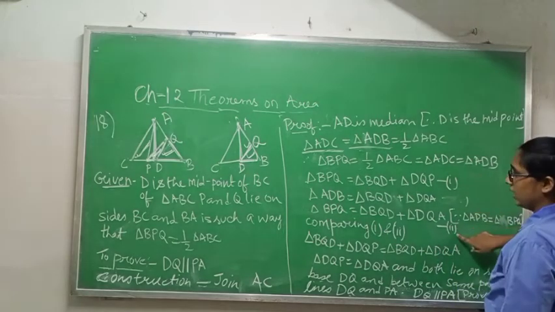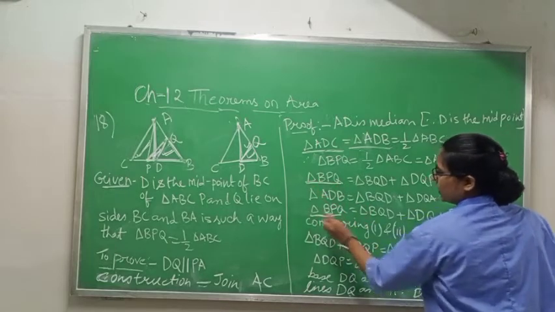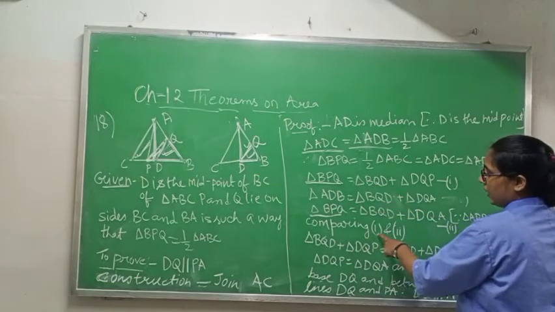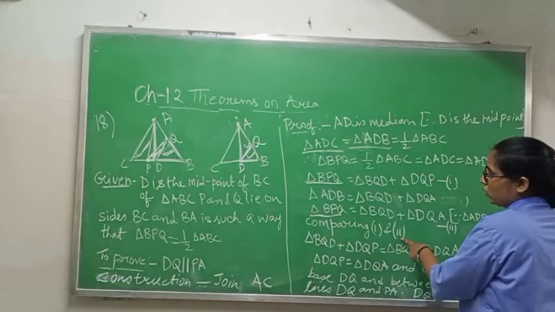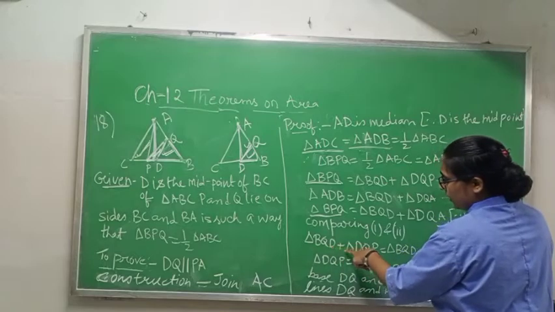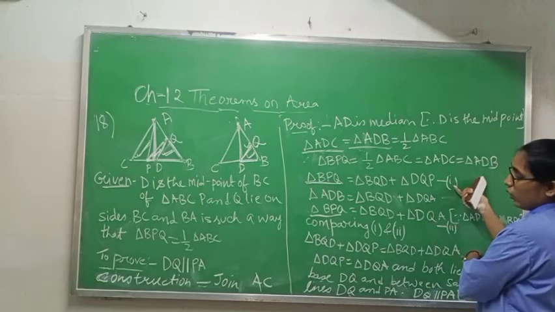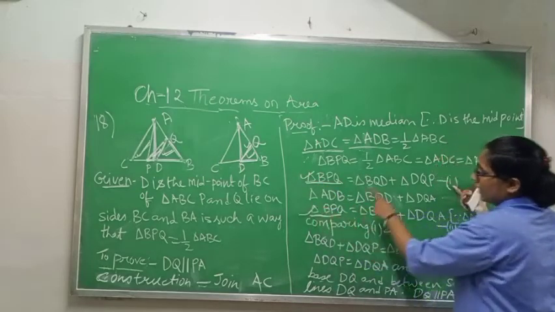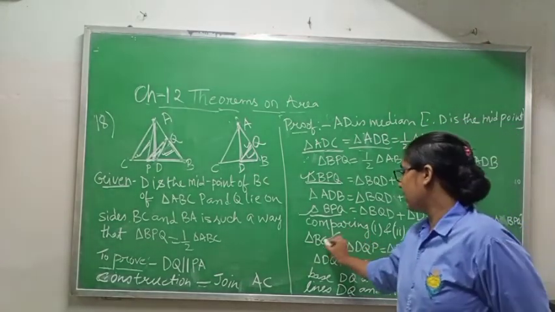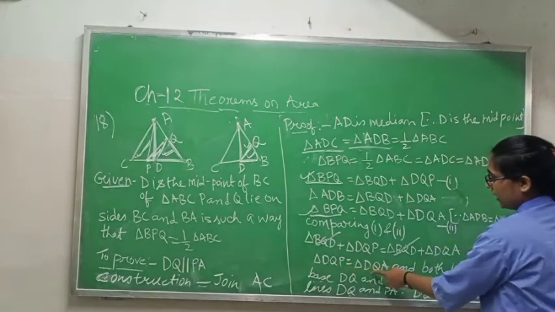Now compare equation 1 and equation 2. You can see the LHS is the same. When LHS is the same, you can say that RHS is also the same. So that is why I have written comparing 1 and 2: triangle BQD plus triangle DQP equals triangle BQD plus triangle DQA. Why? Because LHS are equal, then RHS are also equal. Now which two will cancel out? Triangle BQD and triangle BQD will cancel out. You will get triangle DQP equals triangle DQA.